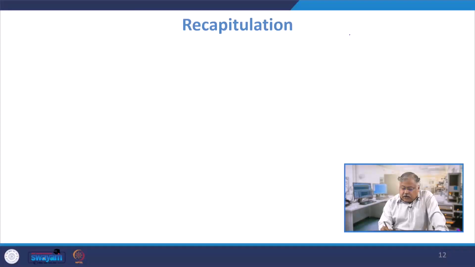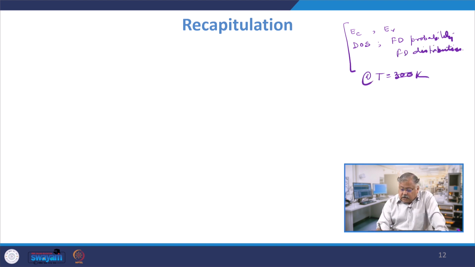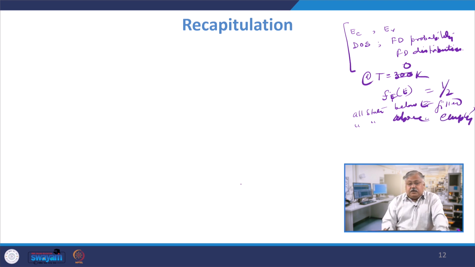let us recapitulate what we did in our class. First of all we understood the meaning of the conduction band and the valence band. Then we looked into density of states, and from density of states we went to the Fermi-Dirac probability and Fermi-Dirac distribution. We saw that at T equals 0 Kelvin, f of E is equal to 1 by 2, stating that all states below EF are filled and all states above EF are empty. These things we have learned.